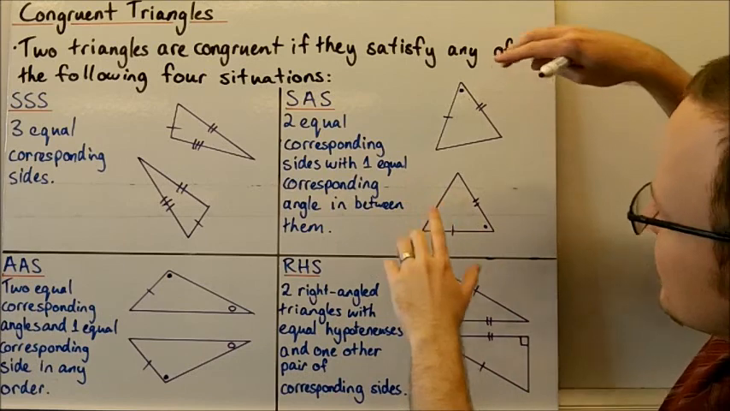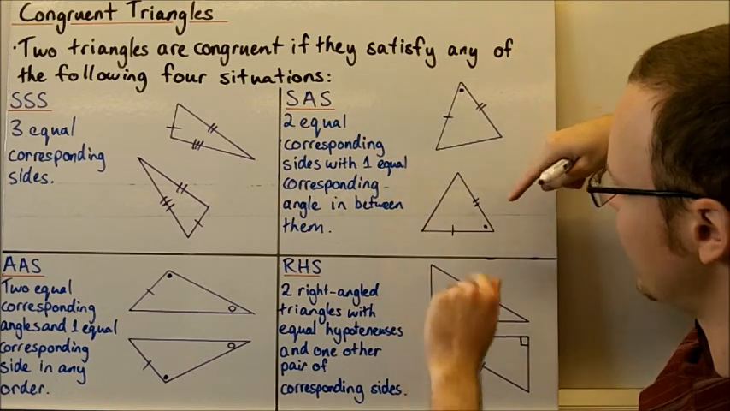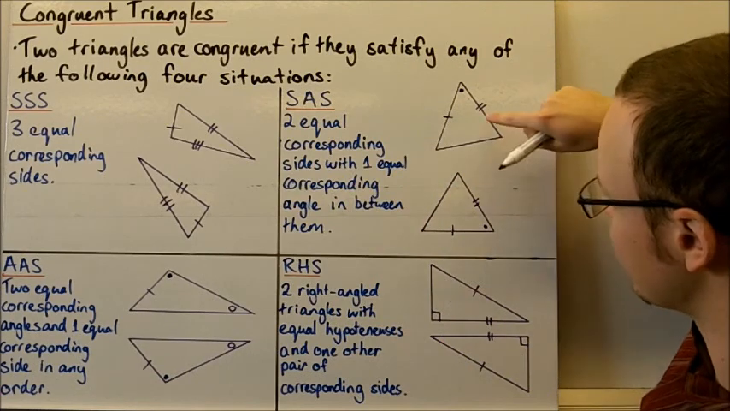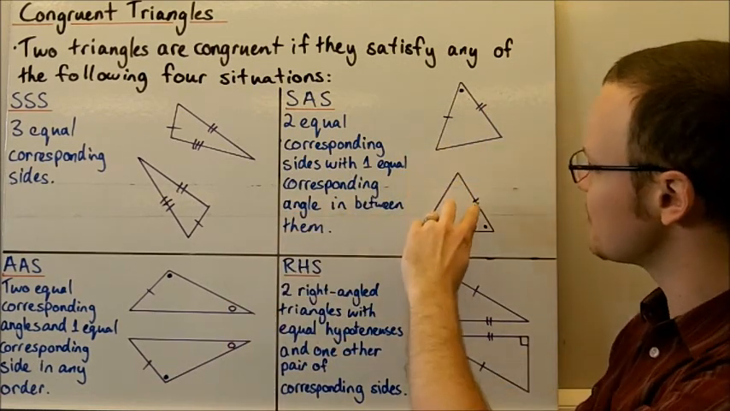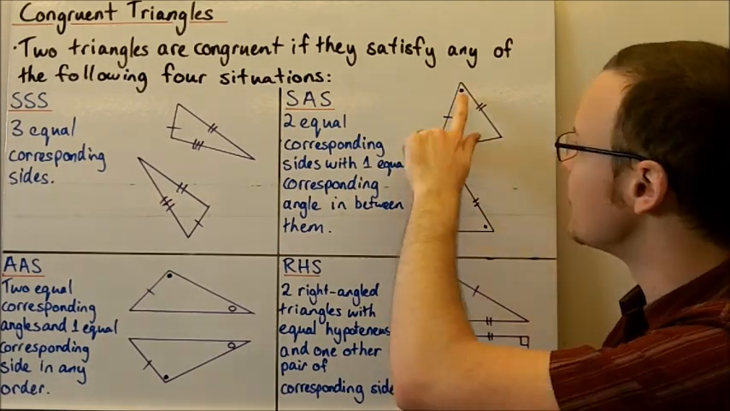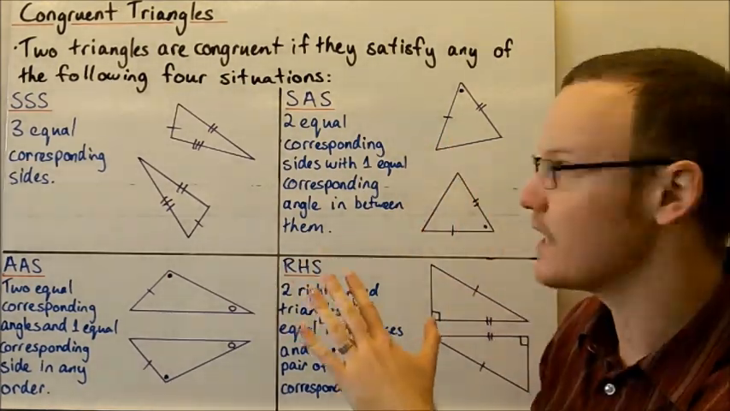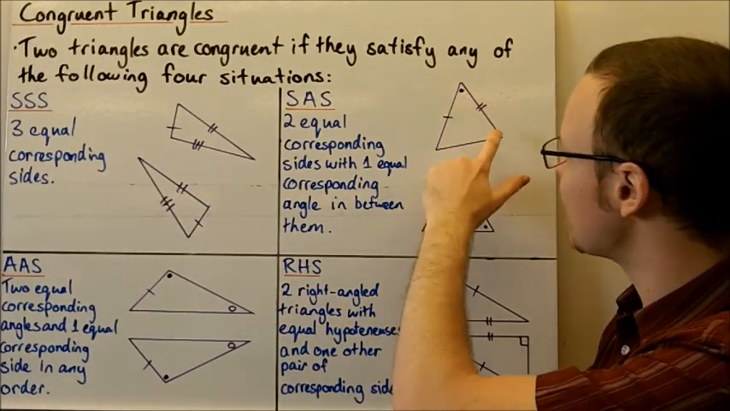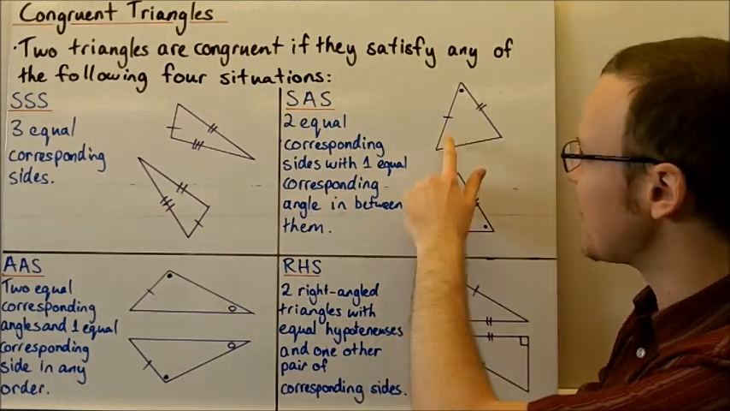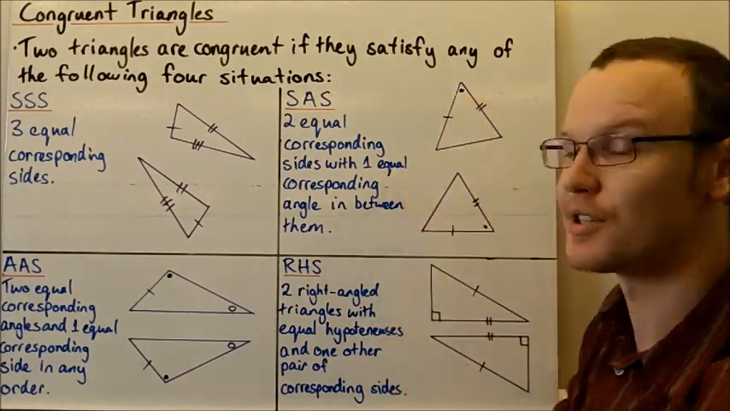In fact, you can see that this triangle has been reflected and then rotated around. It's been reflected so that this side is over this side, and rotated around to make this side over here. So these two sides are corresponding and equal, these two sides are corresponding and equal, and this angle here is corresponding and equal. And it's only if the angle is in between the two sides. If the angle was over here, it would not guarantee that the triangles are congruent. It must be in between the two sides.